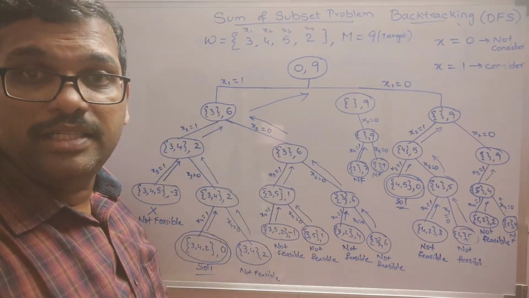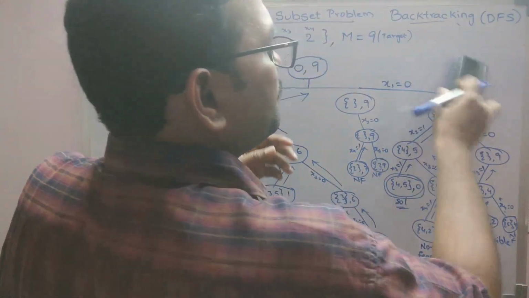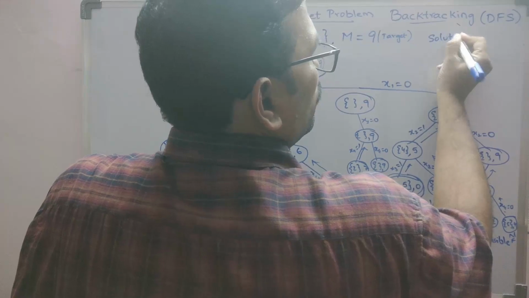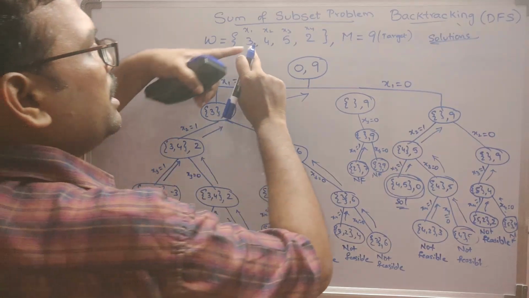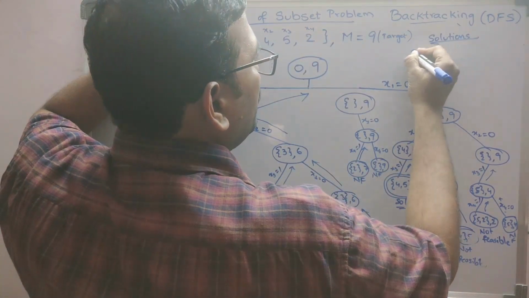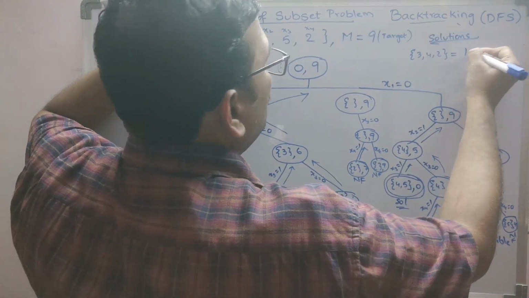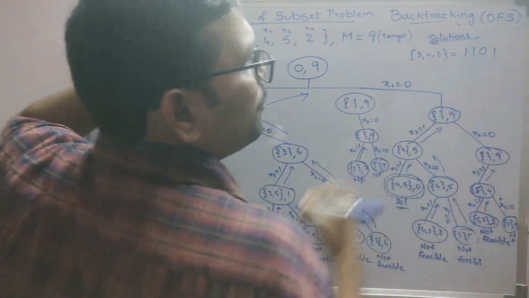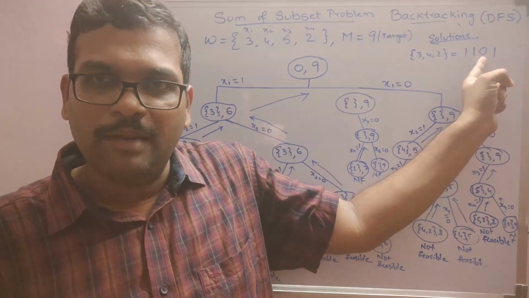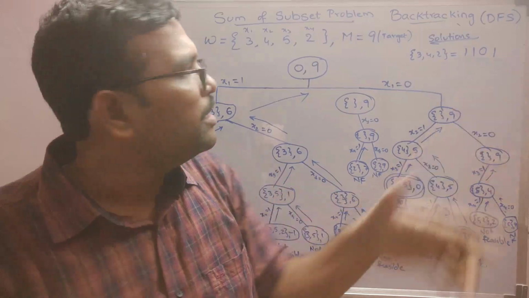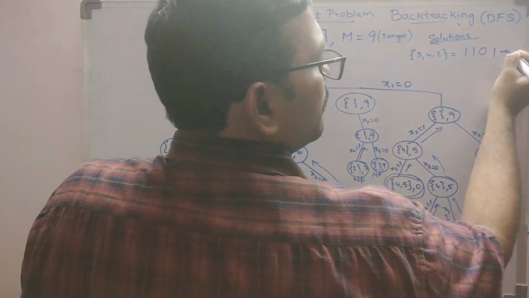Okay, manually we have seen all these things. Now, how can we write down the solutions? One is 3, 4, 2. This can be represented as 1, 1, 0, 1. There are 4 elements. We are considering the first element, the second element, we are not considering the third element, and we are considering the fourth element. So 3, 4, 7 plus the fourth element 2, total becomes 9.